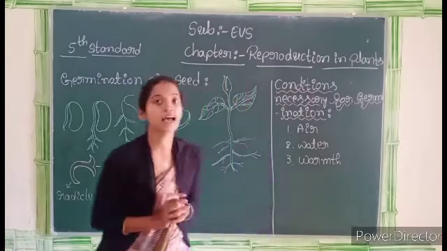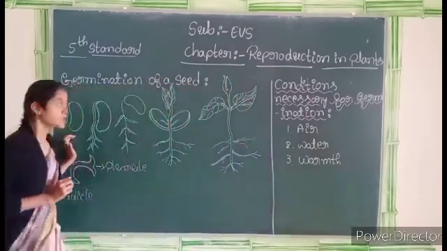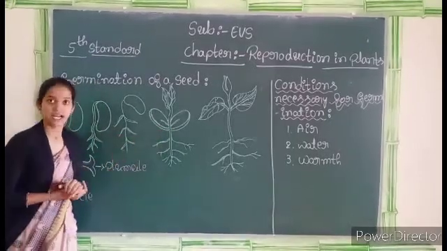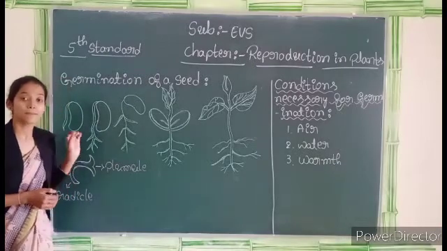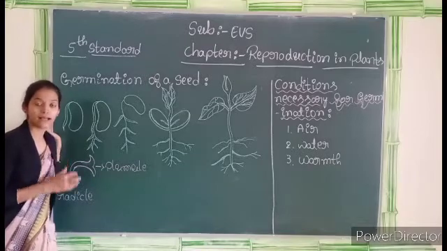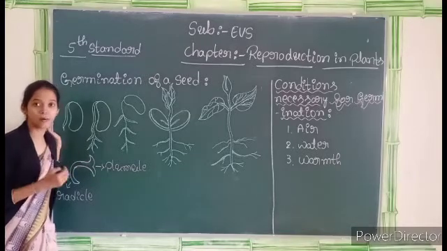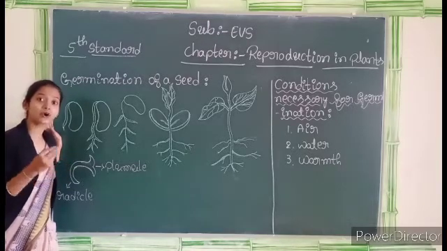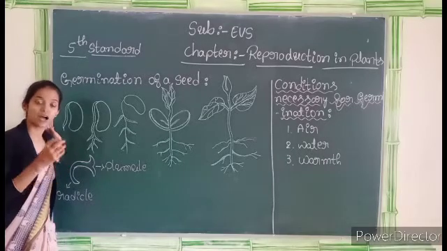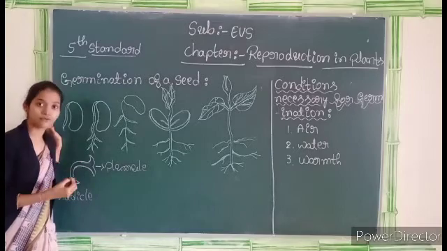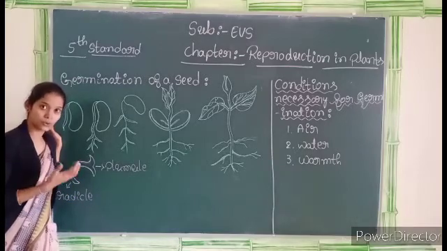Students, see here, I take a bean seed, okay? You can see the bean seed germination through these diagrams. First, the bean seed absorbs water through the micropyle. The micropyle is the small opening which we can see in the seed coat. Okay? When the seed absorbs water, the seed coat softens and breaks, giving way for the baby plant to grow.